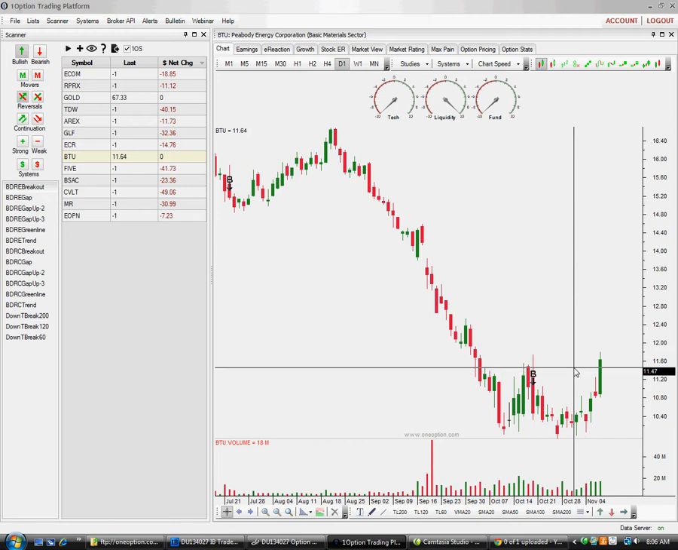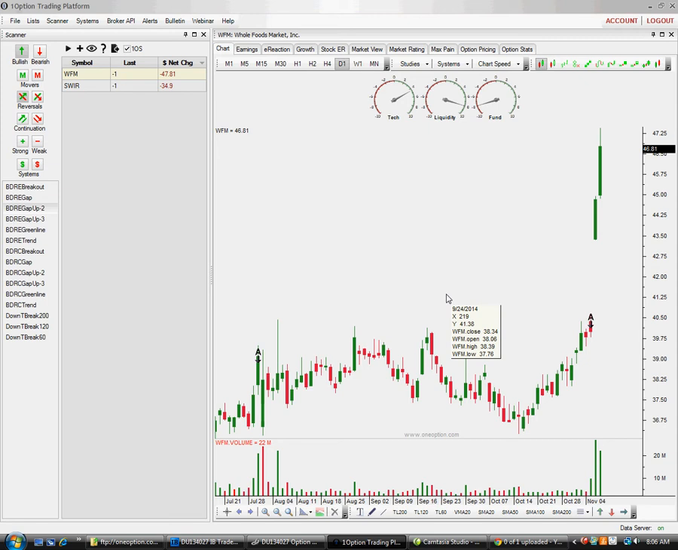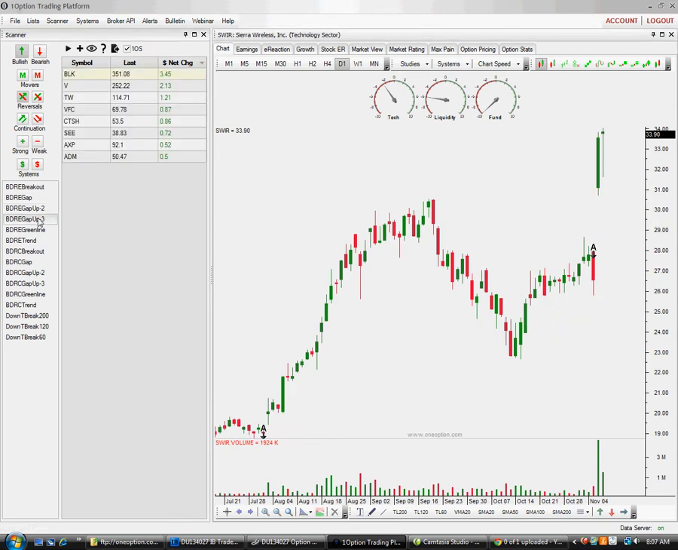BTU, we've gotten through that horizontal resistance level. I love trading gaps. Gaps to me represent disequilibrium. There's a huge gap and there's a price discovery process that happens. You can usually get a lot of follow through on these gaps. Gap, follow through, even 3 days old.